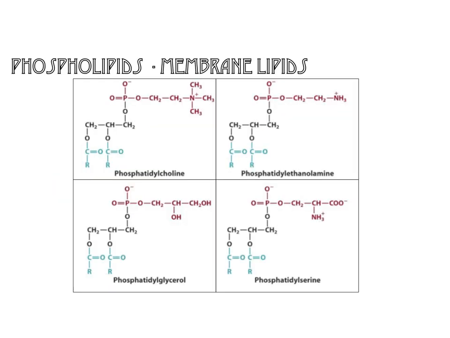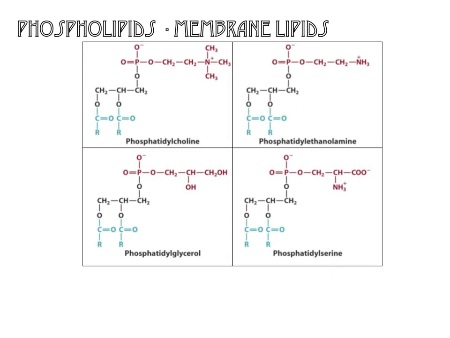Okay, so we're going to start with the four phospholipids that you're going to need to be able to draw from memory. And I'm going to help you figure out how to do this in a way that I think makes a little bit of sense. Again, like I said, the basic structure of every phospholipid is that they have the glycerol backbone.